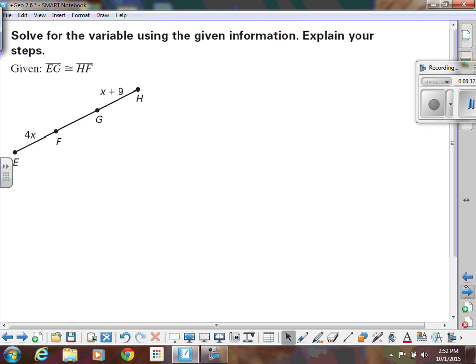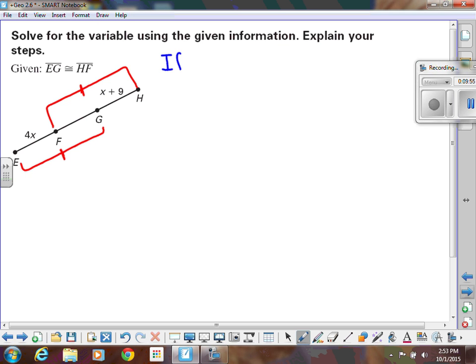For this next one that you have on your sheet, we're going to do a paragraph proof. Notice again, we're trying to solve for the variable, and we're explaining our steps, and we're given that EG is congruent to HF. EG goes from here to here, and HF goes from here to here. We are given that those are congruent, so I'm going to mark those congruent. In my paragraph proof, I'm just going to write in sentences as I do my thought process. My first thing I noticed, again, I want to be able to set up an equation, so I'm going to change this from congruence to equals.